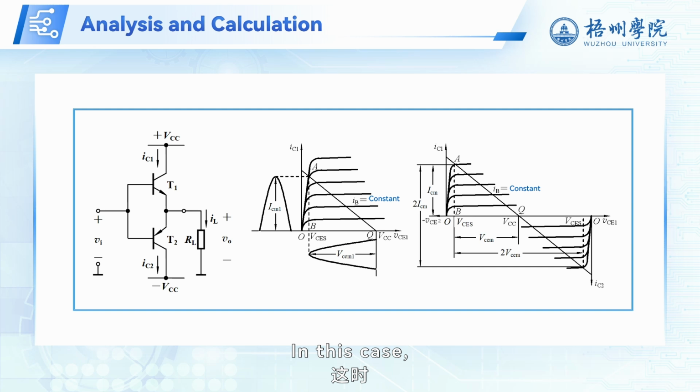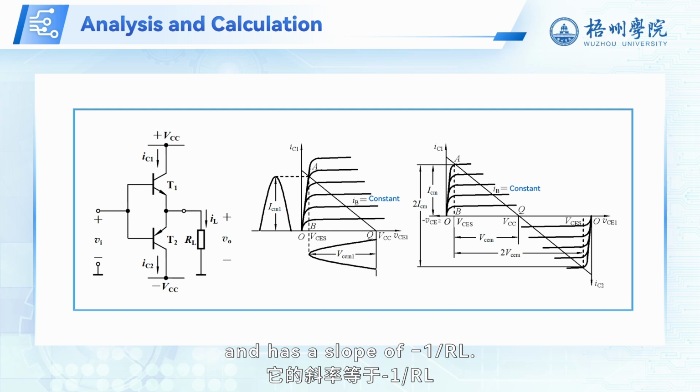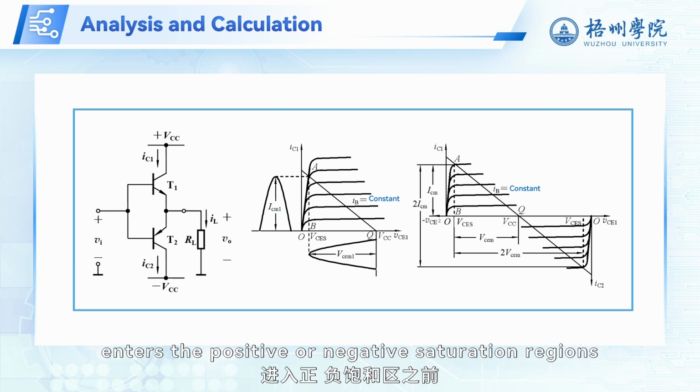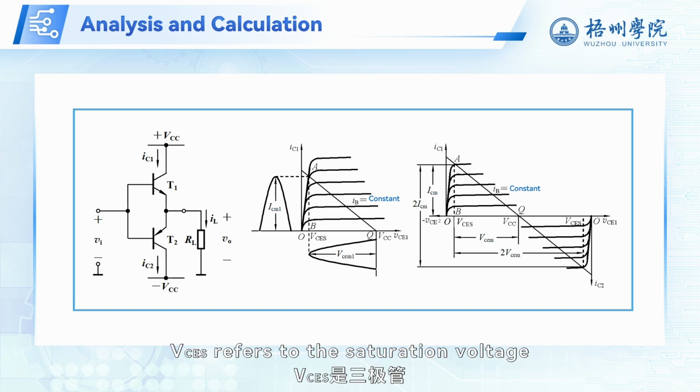In this case, the load line passes through the VCC point and has a slope of -1/RL. When the two transistors are perfectly symmetrical, the diagram clearly shows the maximum linear operating range before the operating point enters the positive or negative saturation regions along the load line. Here, VCES refers to the saturation voltage of the transistor.